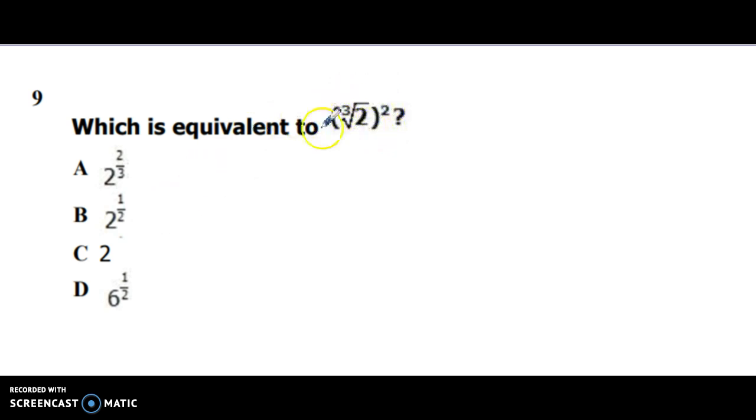We're simplifying this. We're taking it from radical form to fractional exponents. Exponent over index. So 2 to the 2/3 power. Real easy.